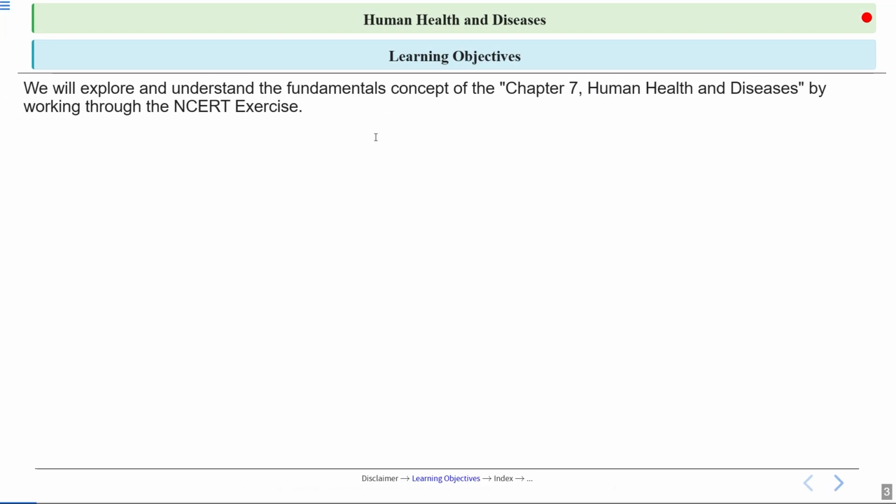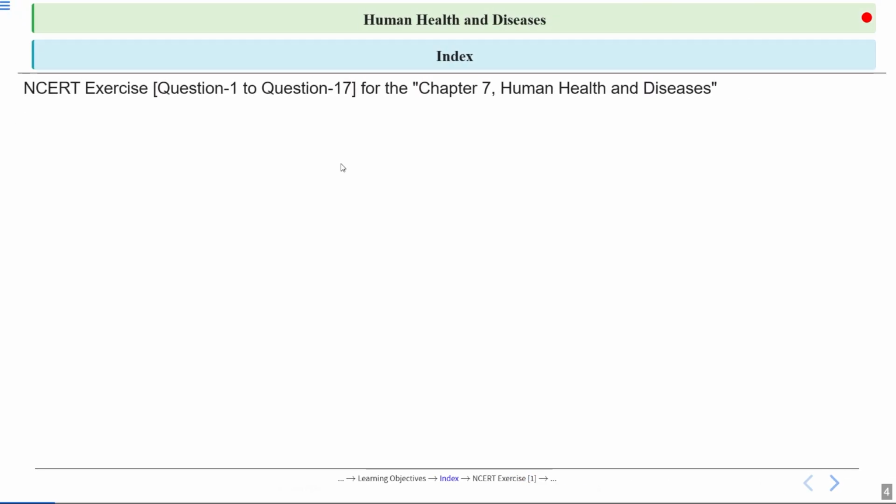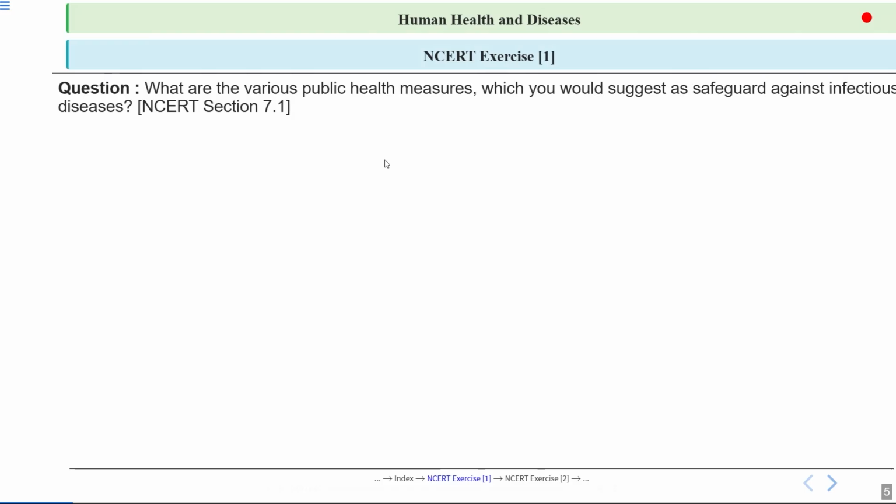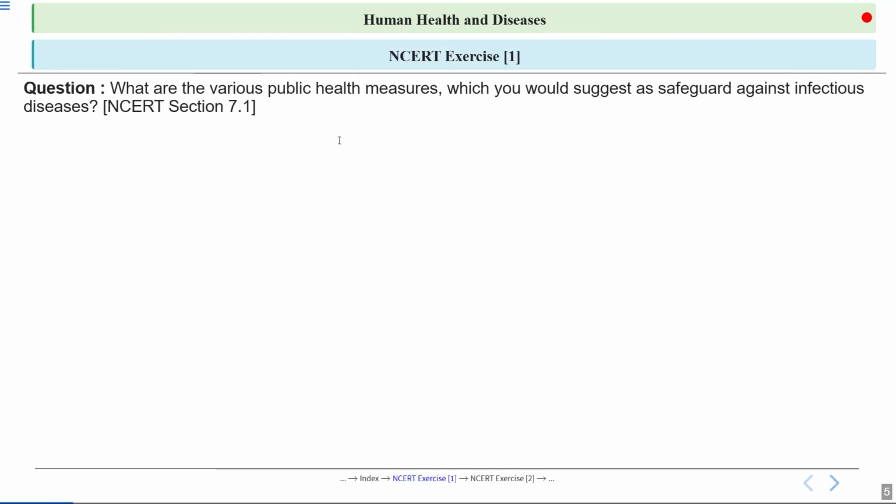So what are the objectives of today's session? Today we will understand the basic concepts related to chapter 7, Human Health and Diseases, by working through NCERT exercises. These questions are based on some concepts. We'll discuss these concepts by working through NCERT exercise questions. Okay, so today we'll be discussing the NCERT exercise questions for the chapter Human Health and Diseases. So let's begin with the session today.